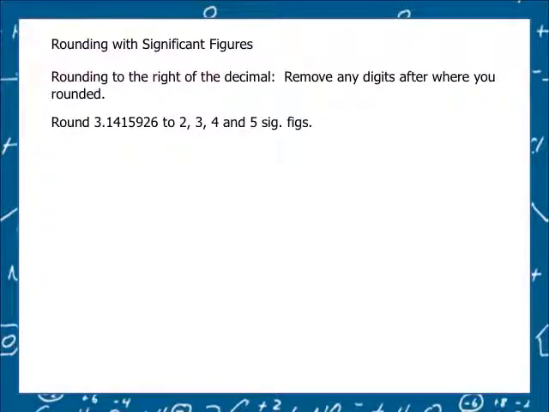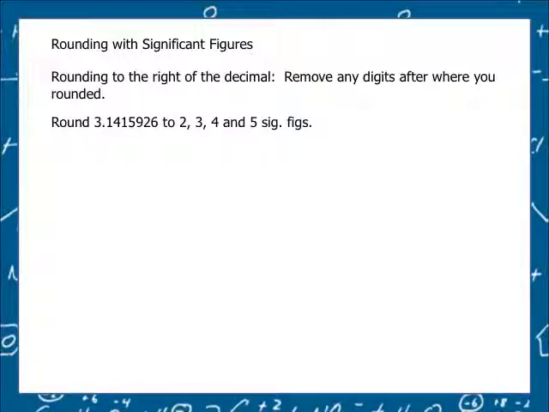Now let's look at rounding to the right of the decimal. It's a little bit simpler because we don't have to worry about converting numbers to placeholders. All we're going to do is find where we end with our significant figures, do our rounding, and then chop everything off. So as an example, I've got a number here. You might recognize it as pi, and we're going to round it to 2, 3, 4, and 5 significant figures.